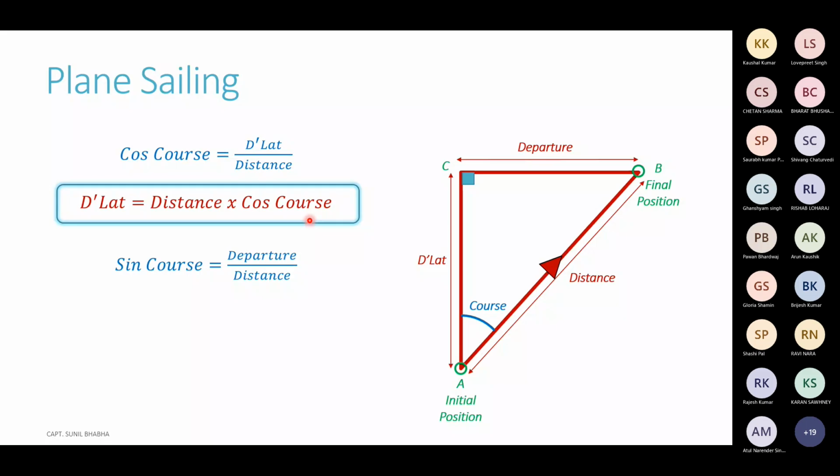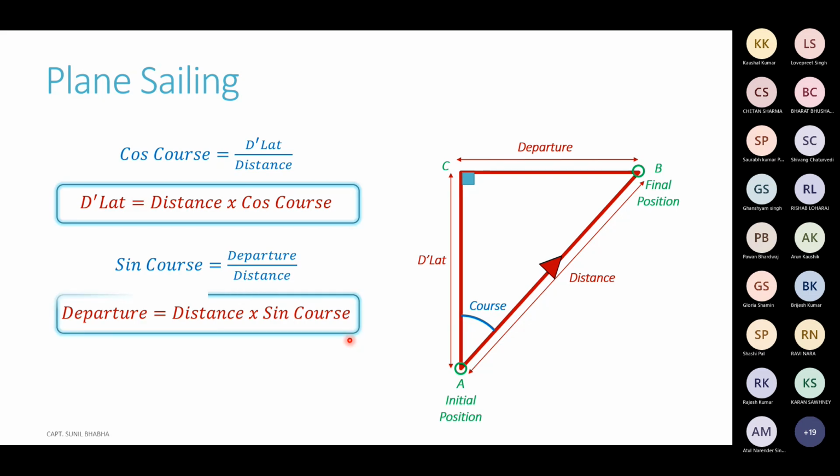Now let's go to the second trigonometric ratio, that is sine theta. In this case, sine of course is equal to perpendicular upon hypotenuse. So sine of course is equal to departure, which is the perpendicular, upon hypotenuse, which is the distance. Now this ratio gives us the second formula for plane sailing, that is departure equal to distance sine course. So this is the second important formula for plane sailing, departure equal to distance sine course.